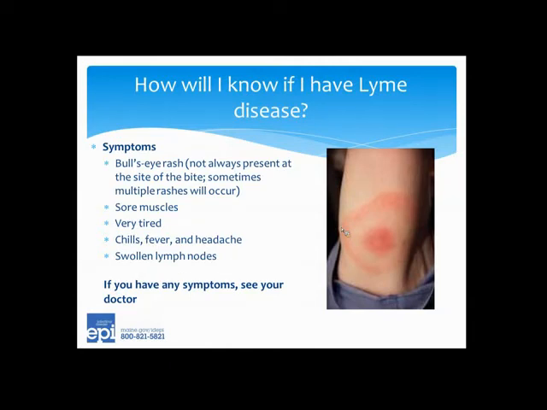The other symptoms are fairly vague. You can have sore muscles, you can be very tired, have chills, fever, headaches, and swollen lymph nodes. If you have any of these symptoms, we recommend that you see your doctor. We tell people that if you have what feels like the flu in the summer, you just don't feel good, you have some aches and pains, you should go see a doctor. That could be a vector-borne disease, either a tick or a mosquito-borne disease.